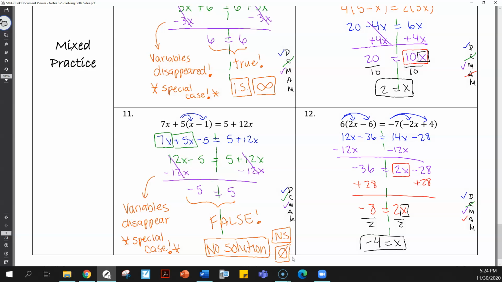Number 12 is pretty straightforward. I'm just going to distribute and then work through the rest of the problem, and you should get -4 equals x as your answer.